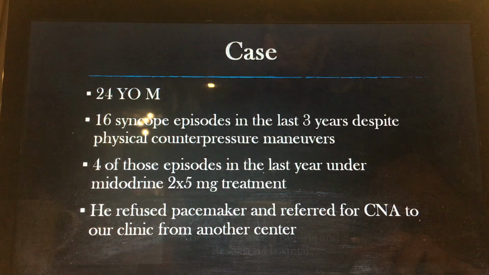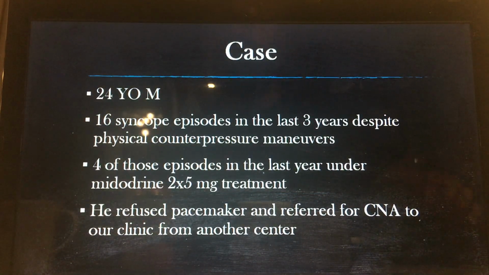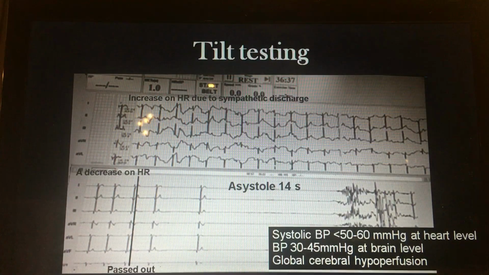coronary ablation. The case was a 24-year-old male and he had 16 syncope episodes in the last 3 years despite physical counter-pressure maneuvers. 4 of those episodes were seen in the last year under midodrine treatment. The patient was seen in 2 other centers and electrophysiologists suggested pacemaker implantation, but he refused it. After our initial evaluation, we also suggested pacemaker as an option, but the patient refused it again, and so we decided to perform coronary ablation in this case.